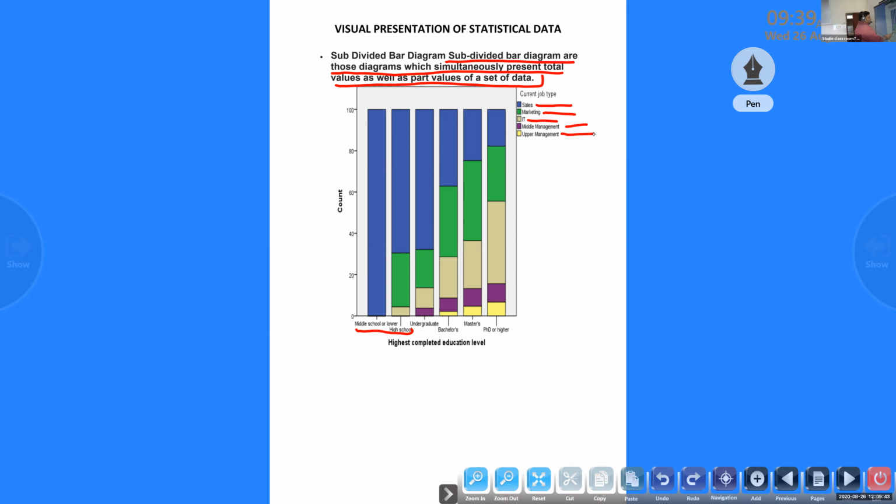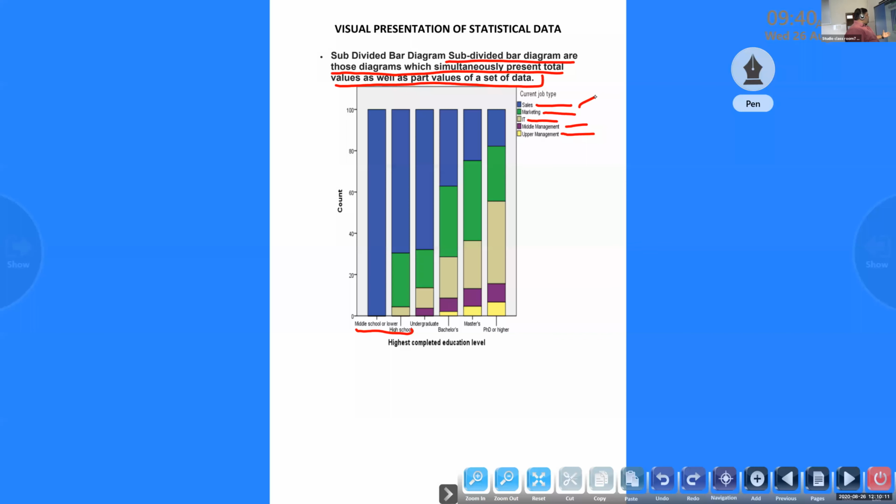So for middle or lower high school, almost all 100 of them are engaged in sales. By observing that particular bar, we can find that the people who completed only middle school or lower schooling are all engaged in only one activity, which is sales.